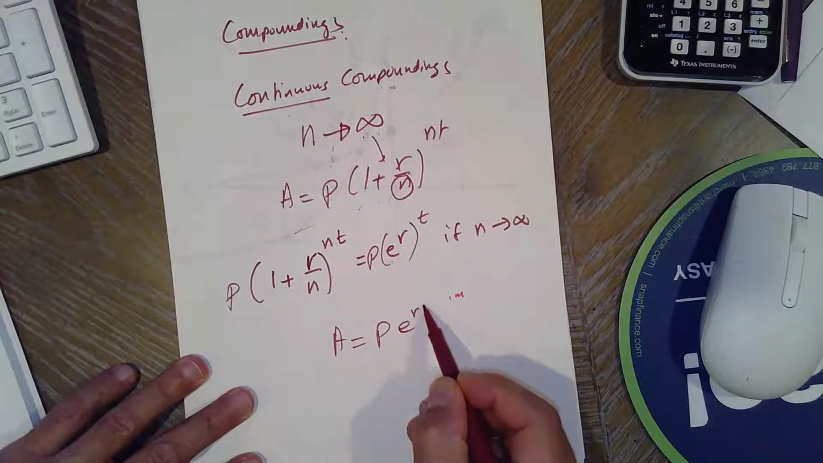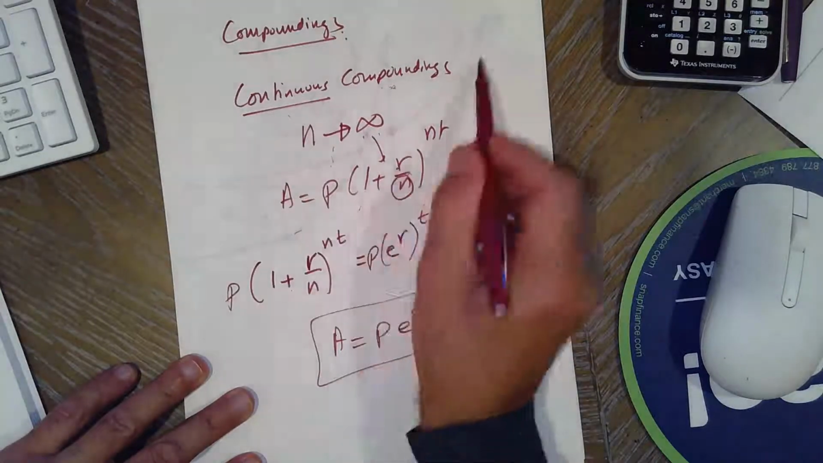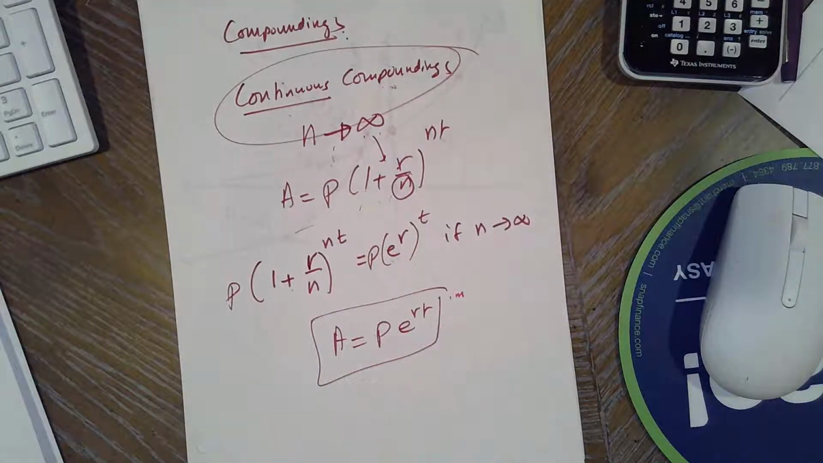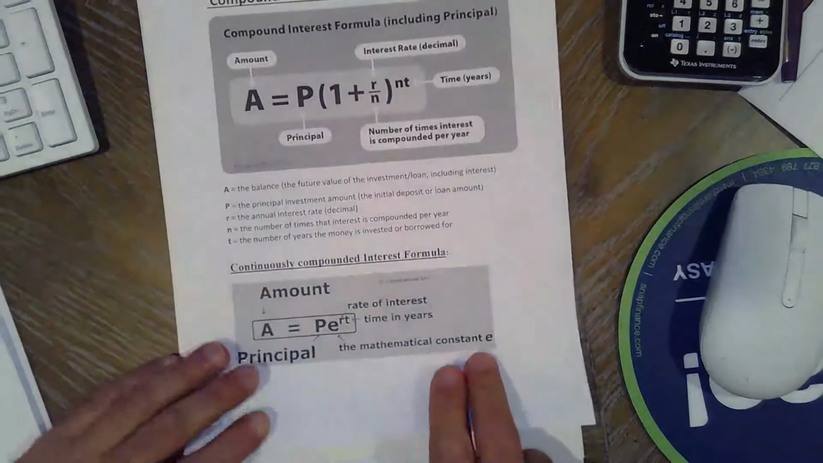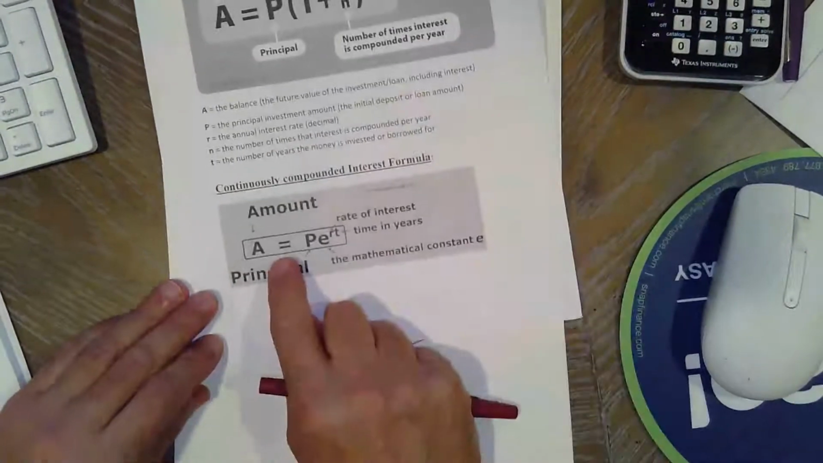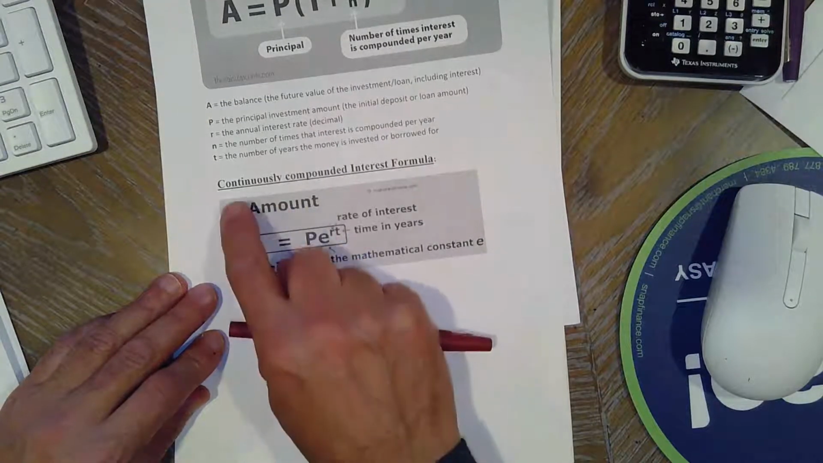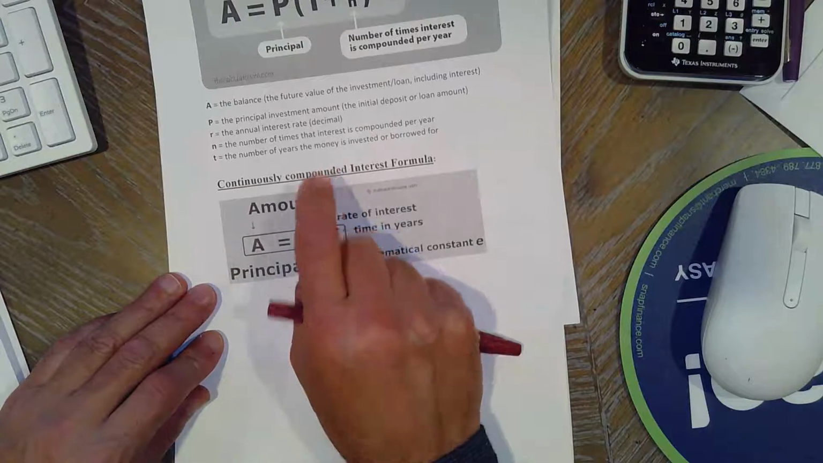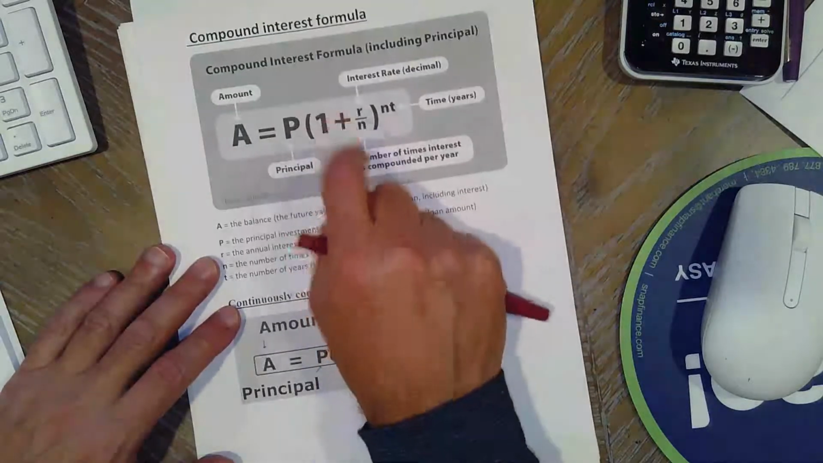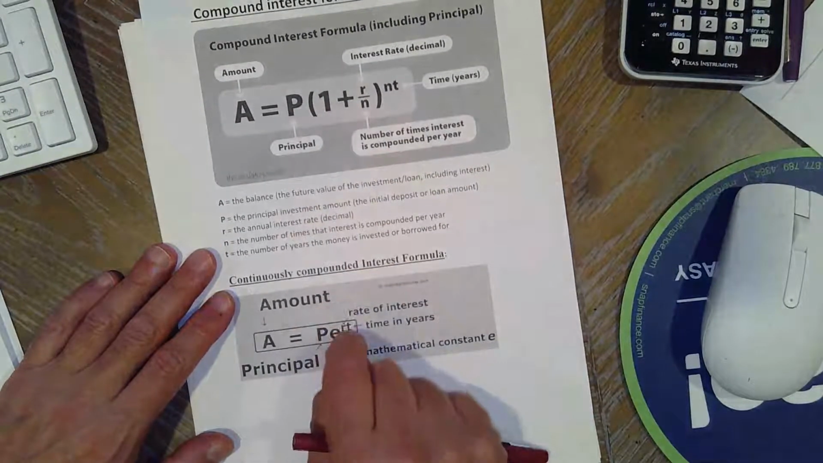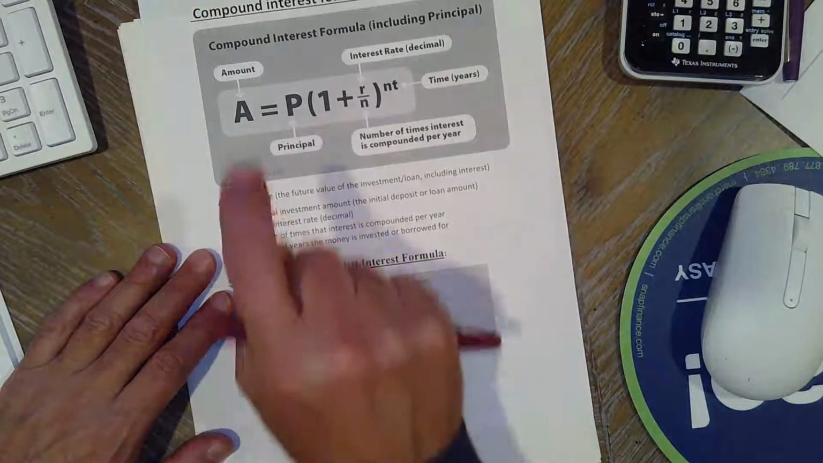So when do we use Pert? If interest is continuously compounded. Again, this formula is at the bottom of the slide right there. You use amount equals principal e to the rt. This is only used for what? Continuous compounding. For any other compounding, you use the top. For continuous, you use the bottom.